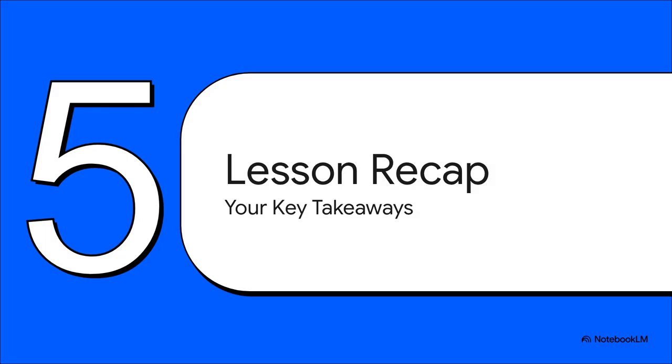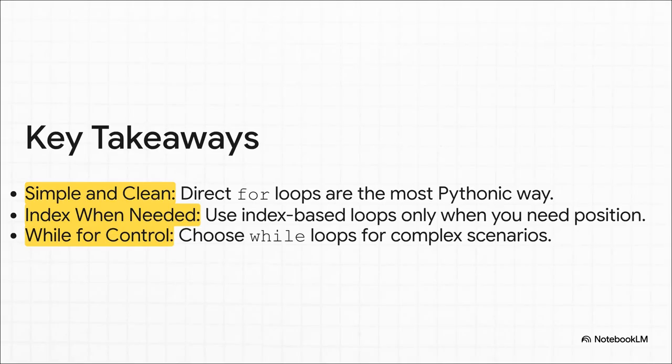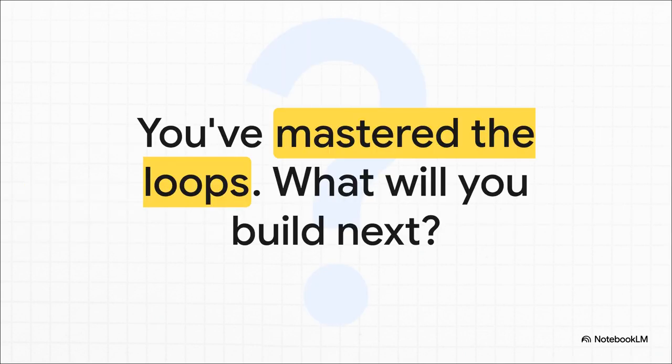Okay, we covered a lot there in a pretty short amount of time. So let's do a quick-fire recap of the most important points to really lock this stuff in. Here are the 3 main things to remember. 1, your default choice, your go-to method should always be the direct for loop. It's simple and clean. 2, only bring in the index-based loop when you actually need that position information. And 3, keep the powerful while loop in your back pocket for those really complex scenarios where you need total manual control.